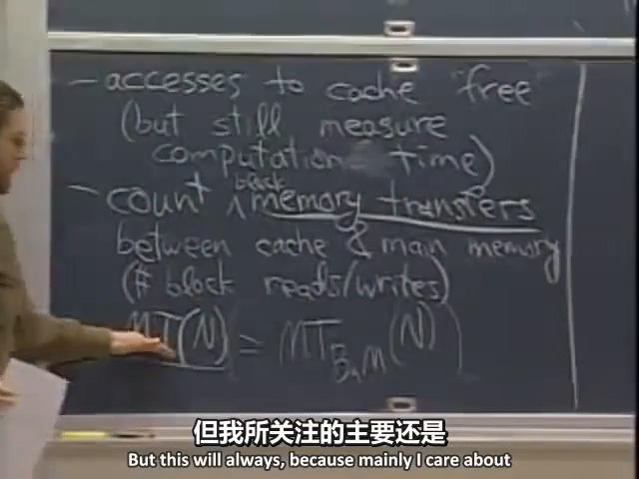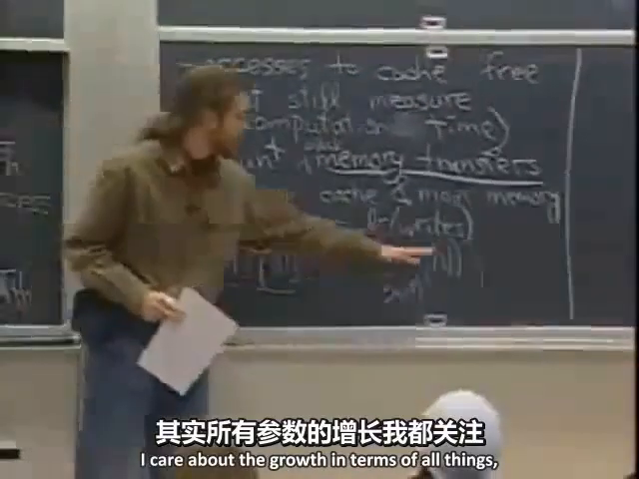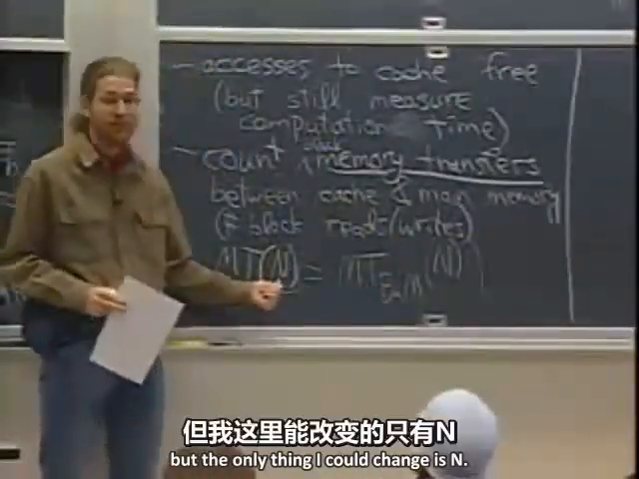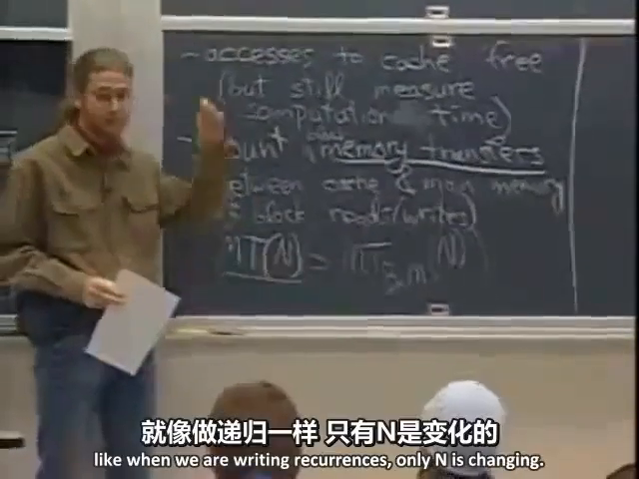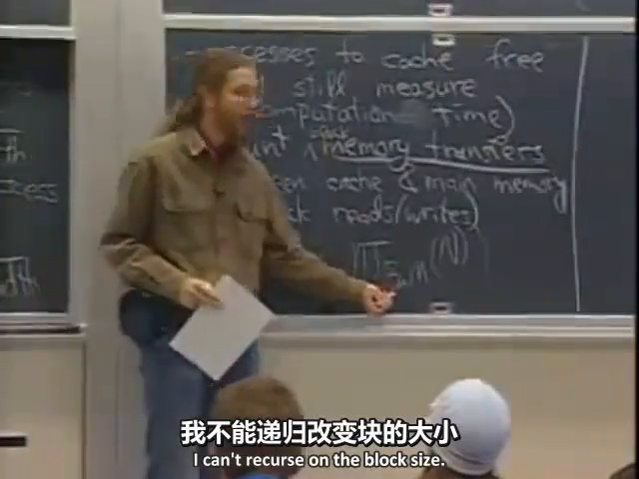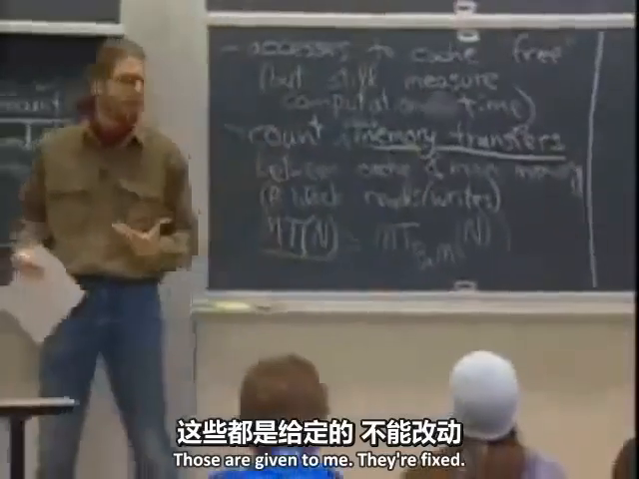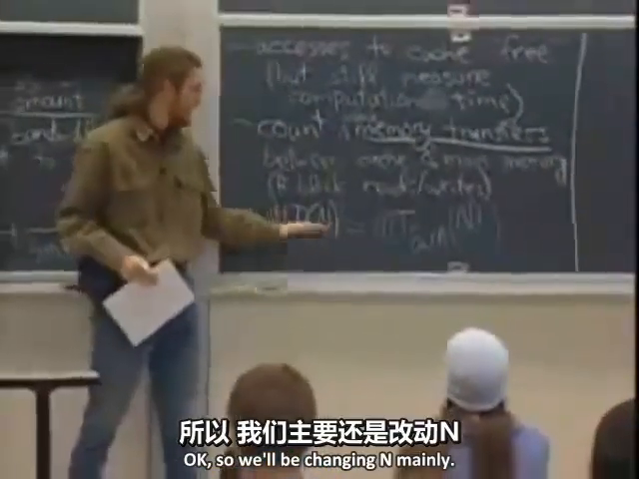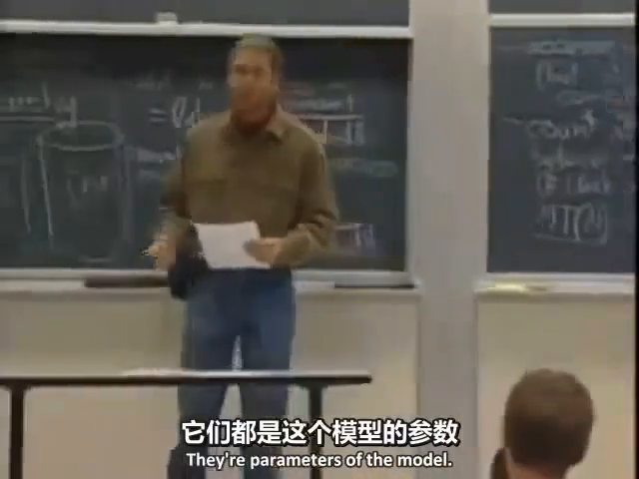But mainly I care about the growth in terms of n. Well, I care about the growth in terms of all things, but the only thing I can change is n. So most of the time, when we're writing recurrences, only n is changing. I can't recurse on the block size. I can't recurse on the size of cache. Those are given to me. They're fixed. Okay, so we'll be changing n mainly. But B and M always matter here. They're not constants. They're parameters of the model.